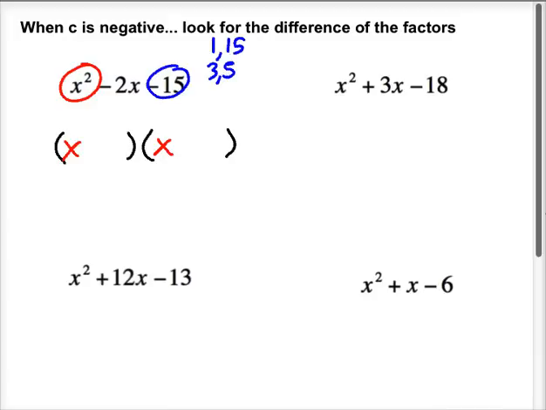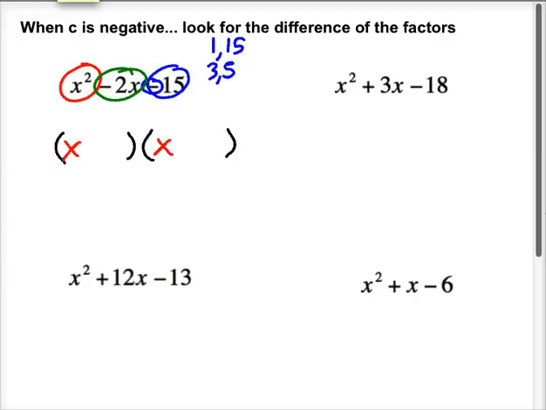Now, the unique thing here is that it is actually a negative 15. So when we're dealing with a negative in there, what that means is we want to find the combination of numbers where the difference gives us that middle. Okay? So how can we find the difference of those two numbers to be that middle number?